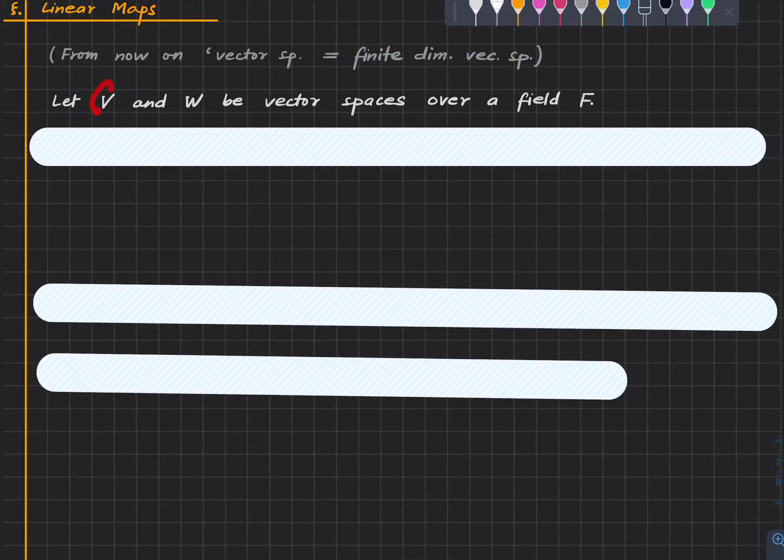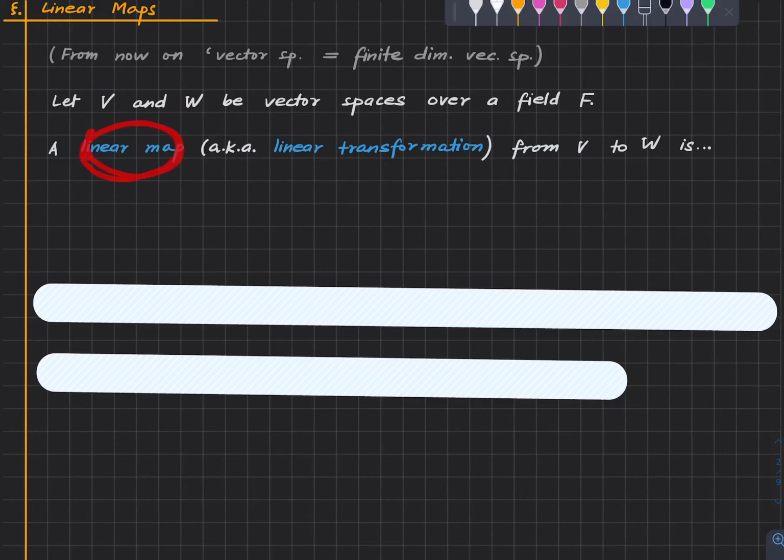Alright, so now fix two vector spaces V and W over a field F. Then a linear map or a linear transformation, just two different terminologies meaning the same thing, from the vector space V to the vector space W is a map from V to W such that two things happen. First is that T of x plus y is Tx plus Ty.